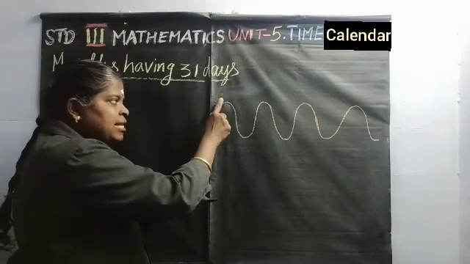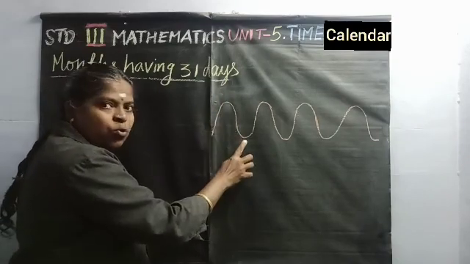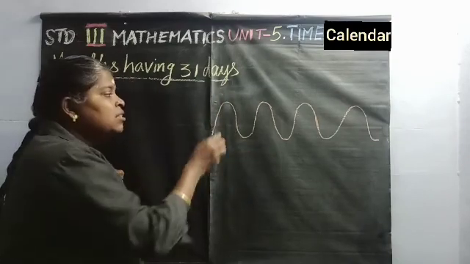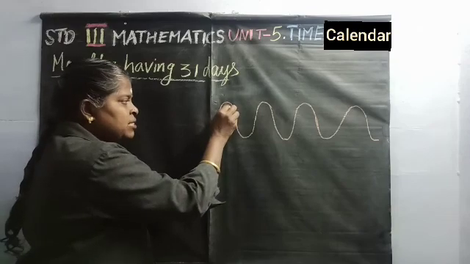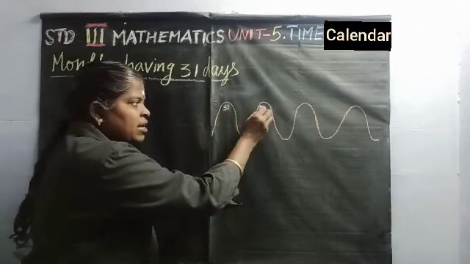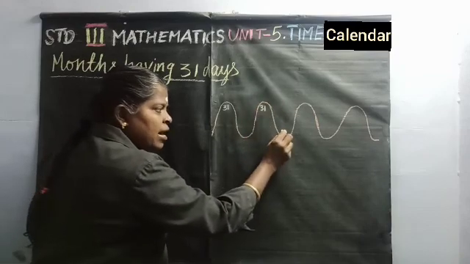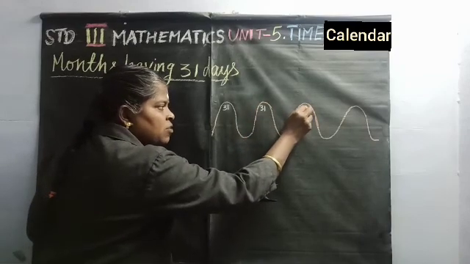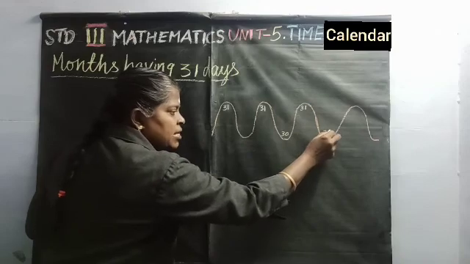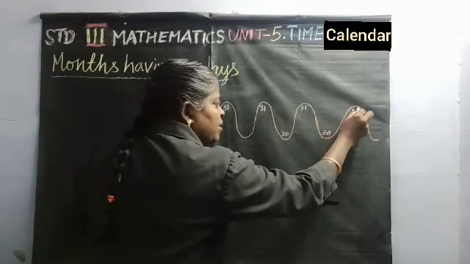Consider it is a knuckle pot. It is a group pot. Knuckle pot has 31 days. We can consider knuckle pot has 31 days. Group pot has 30 days. 31 days. 30 days. And 31 days.